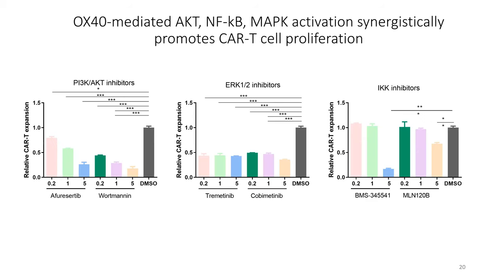Then we try to dissect which pathway is important for the enhanced proliferation of 20BBz-OX40 CAR T cells. We use small molecule inhibitors targeting the PI3K-AKT pathway, the MAP kinase-ERK pathway, and the NF-κB pathway. We find that all three types of inhibitors can suppress the 20BBz-OX40 CAR T cell proliferation in vitro, which suggests that OX40 can induce multiple signaling pathway activation and all these pathways are required for the enhanced proliferation of 20BBz-OX40 CAR T cells.